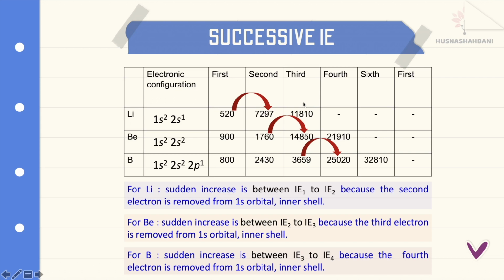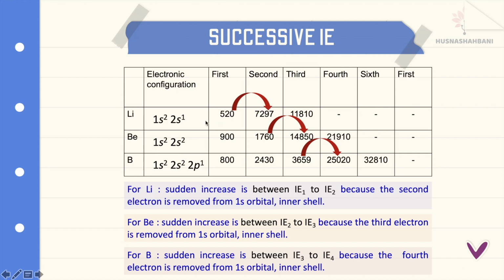Okay, for the third electron, just multiply by 2: around 7,000 times 2, around 14,000. Here it is 11,000, so more or less. If you remove the third electron, you remove it from the same n as before. Here you remove from n equal to 1, and here also n equal to 1, the same n. The sudden increase tells you that this electron is removed from a different n from before.